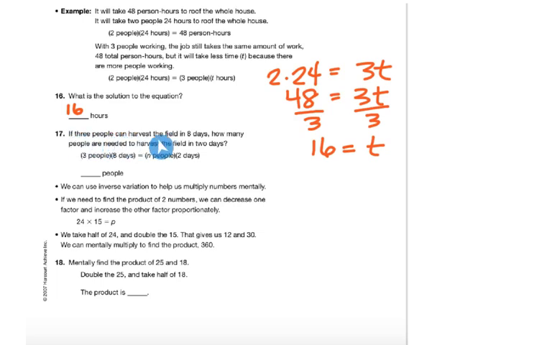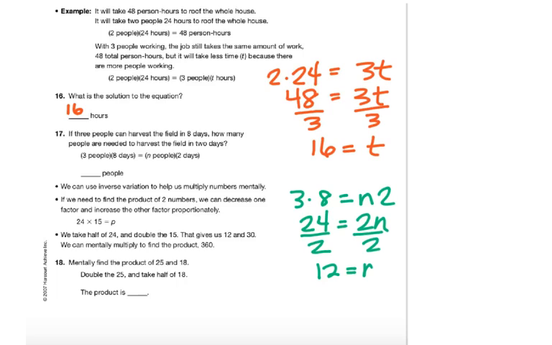If 3 people can harvest the field in 8 days, how many people are needed to harvest the field in 2 days? Okay, so here we have another equation. If I have 3 people times 8 days, how many people in 2 days? Okay, so this is kind of ugly math grammar, right? Let's clean it up. Okay, 3 times 8 is 24 equals 2n. Okay, let me divide both sides by 2. 12 equals n. It will take 12 people to harvest the field in 2 days.